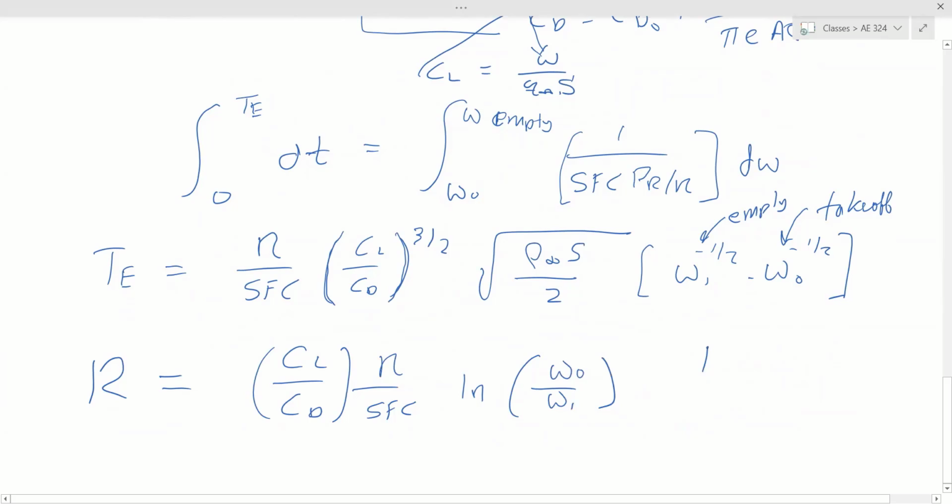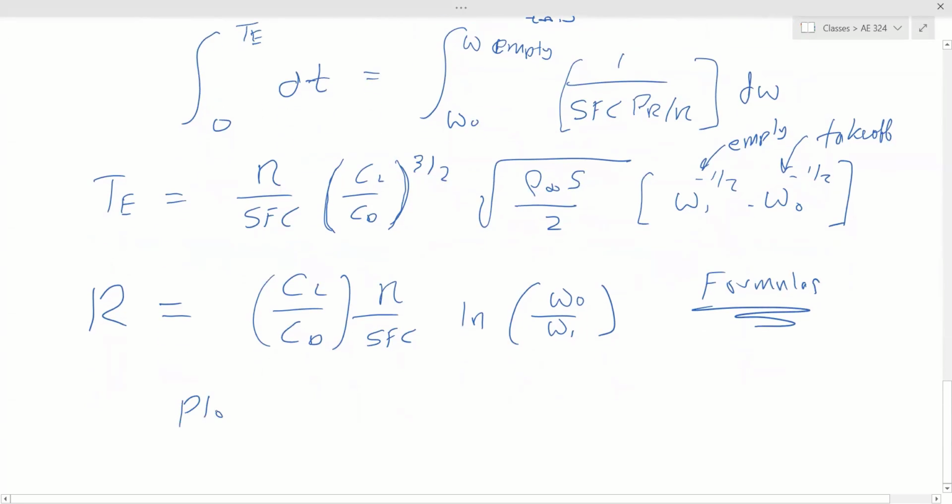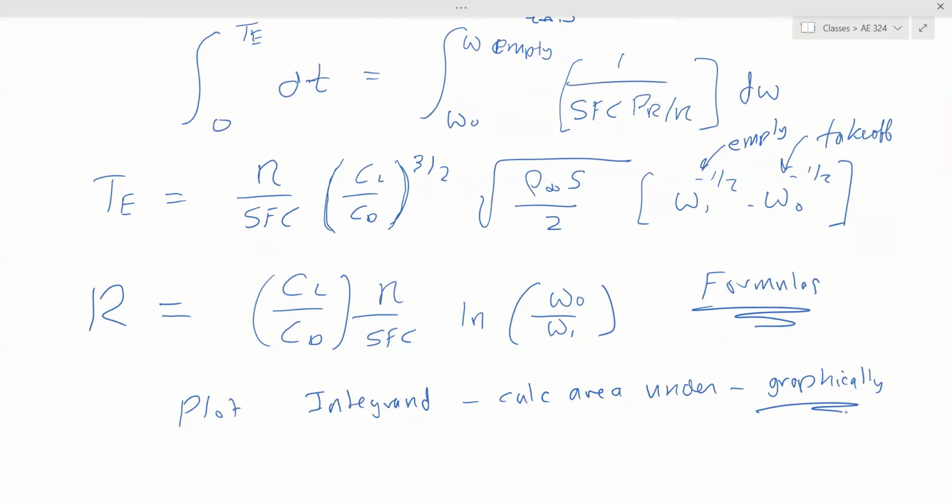So these are the formulas. But just as easily, you could plot the integrand in the integral and then calculate the area under it and do this graphically or numerically. So that was for a propeller. What if we want to do a jet?